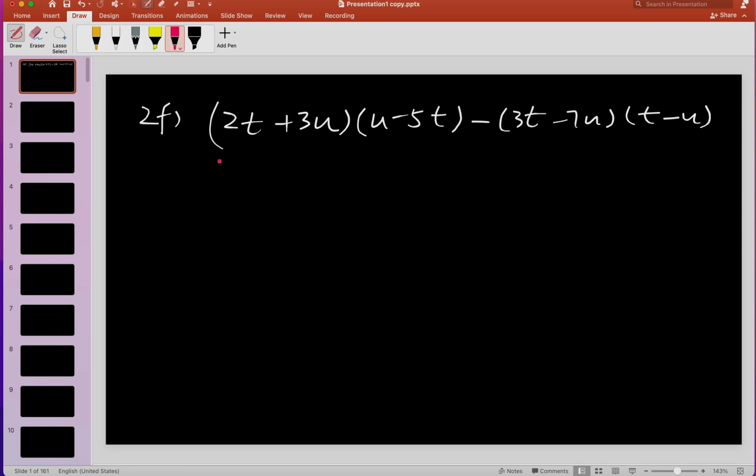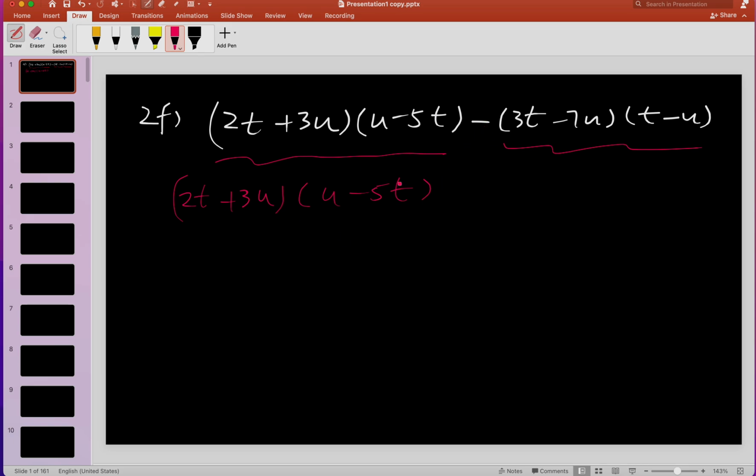The way to do this question is you do this part first, and then you do this part separately, then later you combine these two. So what I suggest you to do is you just write down this. Don't even do the second part. But of course you need to remember there is a minus sign. Okay? So just do this part first.